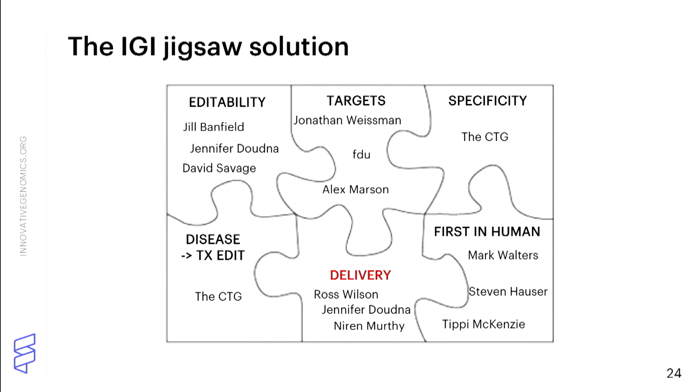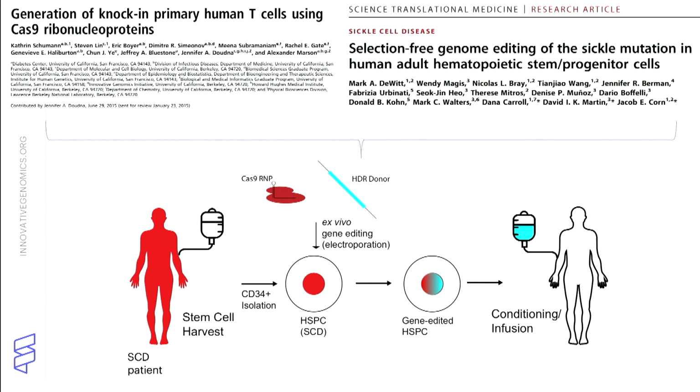The way we think about this is the Avengers model. So you have a group of superheroes with non-overlapping superpowers collaborating on the same challenge. Couple of quick examples. Alex Marson and Jennifer Doudna made the landmark discovery that you can efficiently and safely deliver Cas9 and the editing machinery in the form of a ribonuclear protein particle.